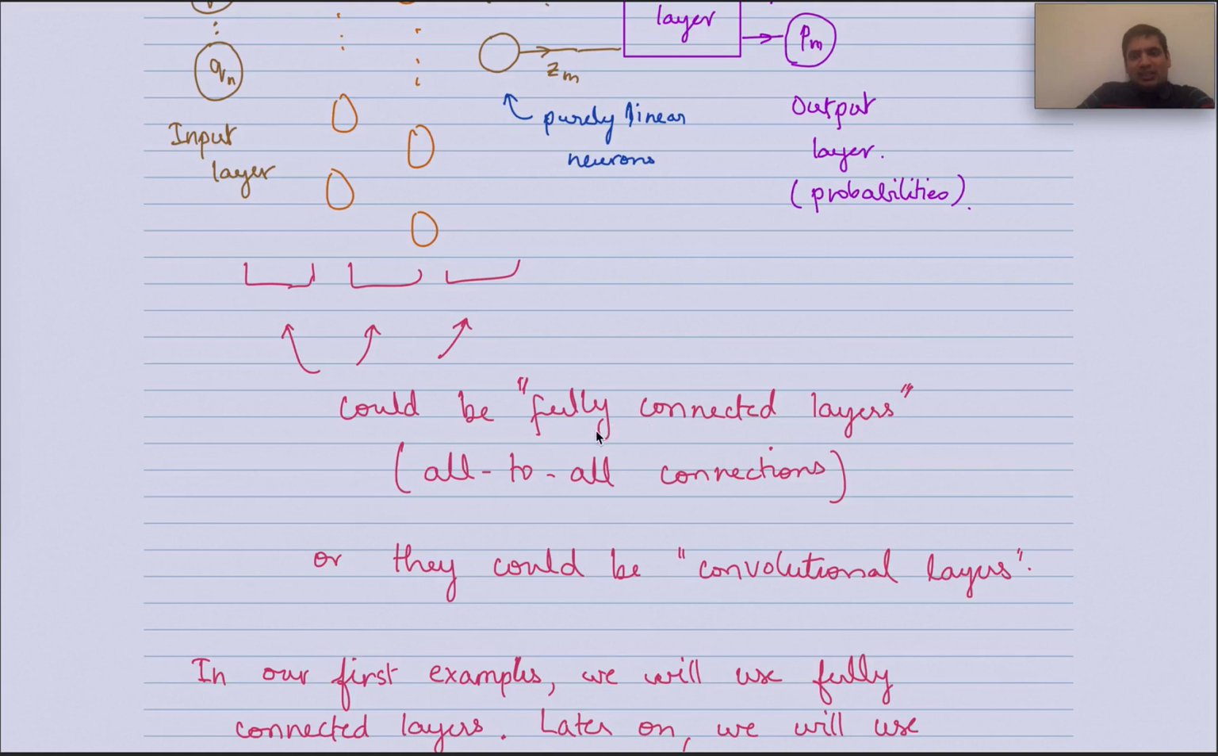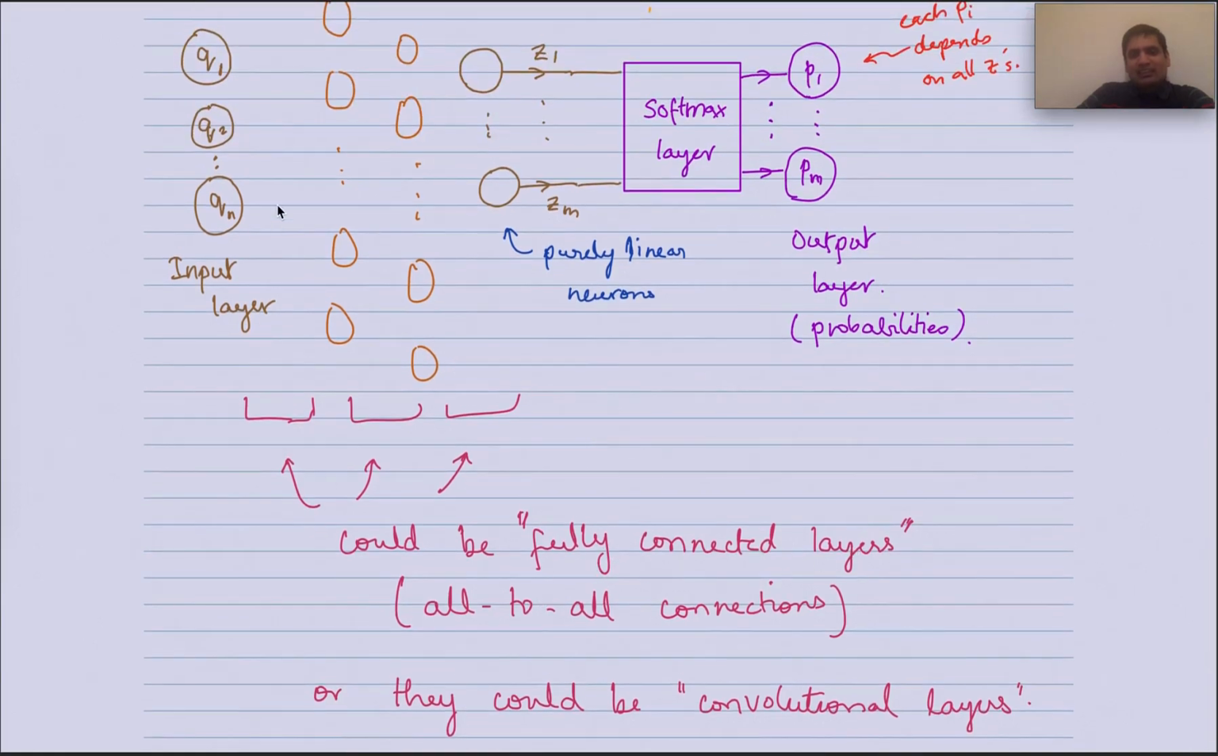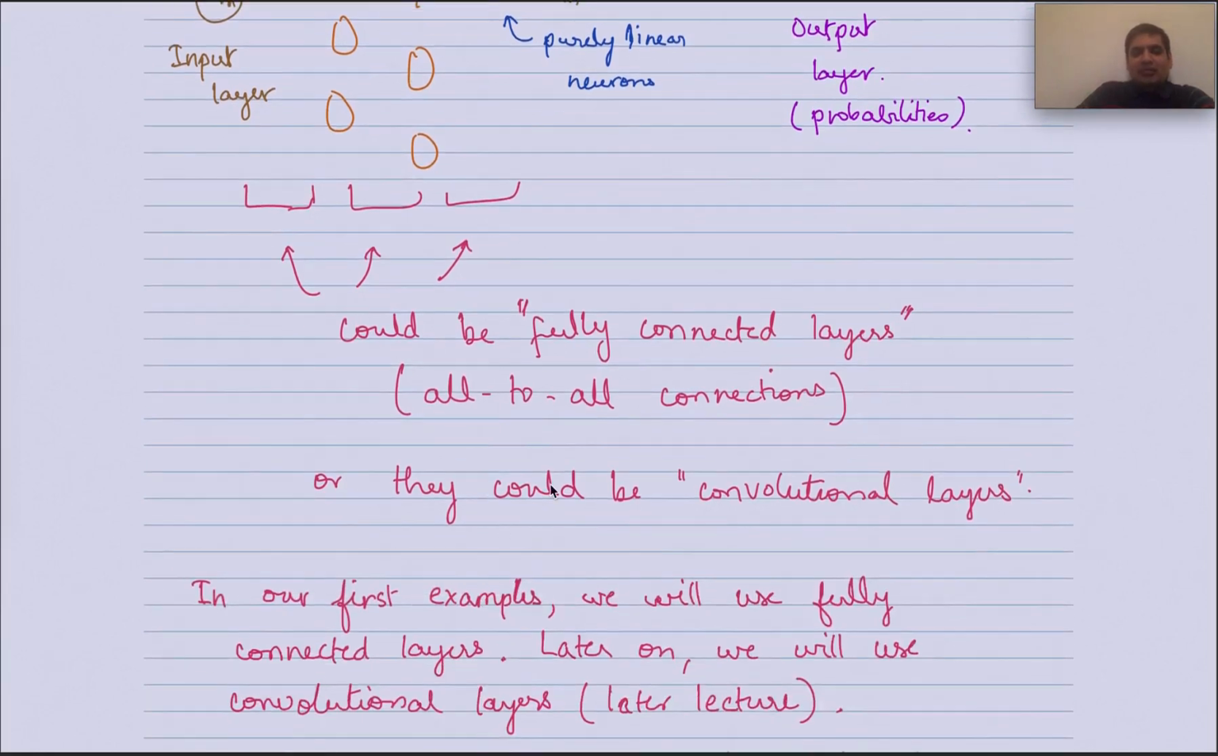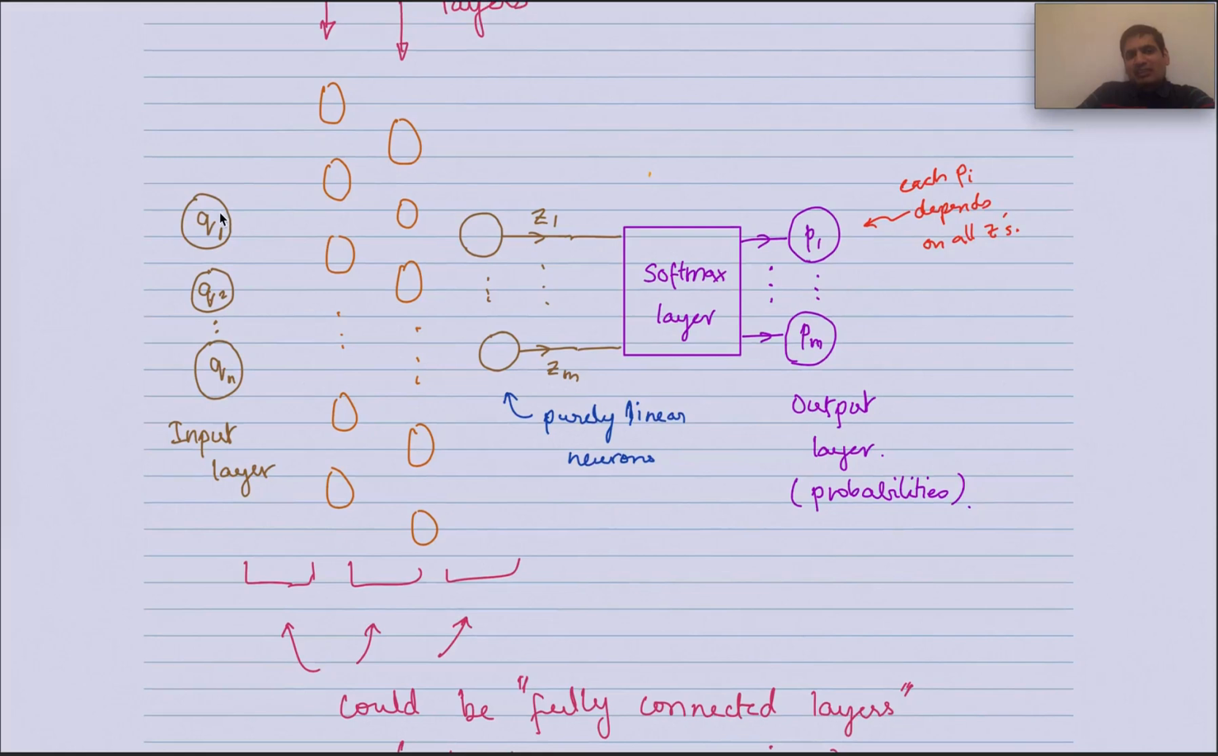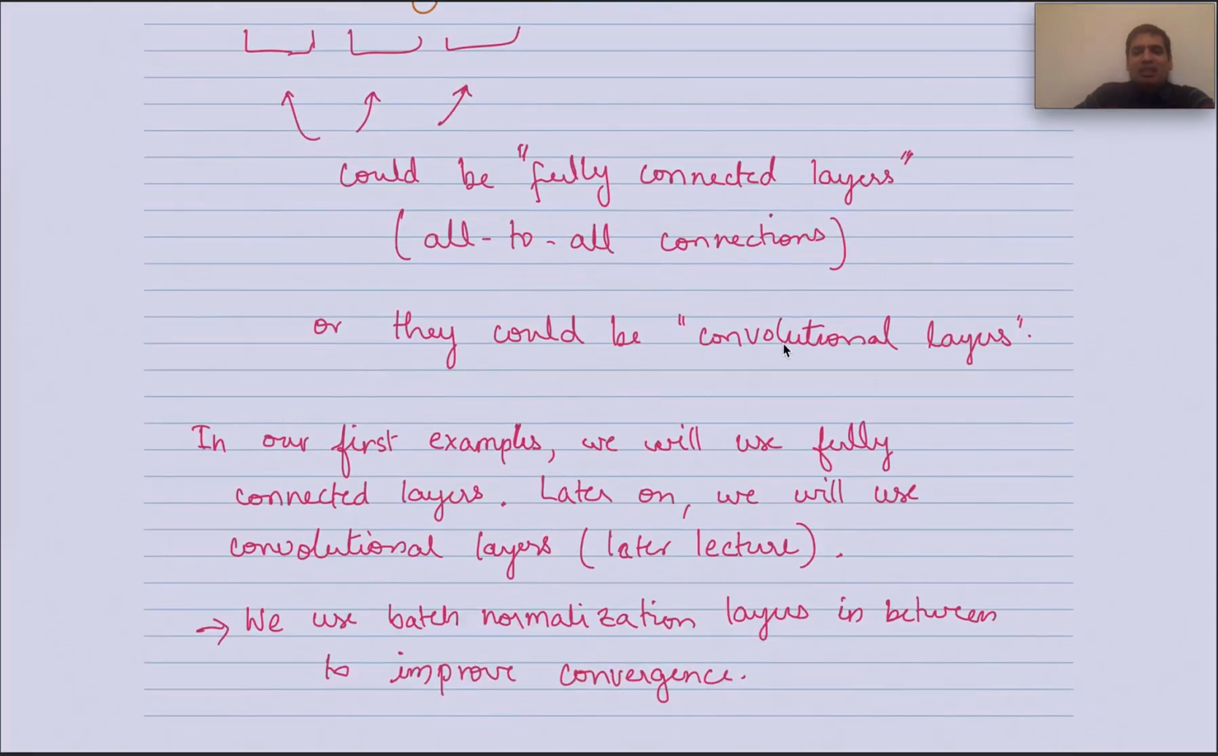So in the first example, we will just make them fully connected layers because that's simple to understand. Basically, all neurons are connected to all neurons and so on. But what we will change to eventually is what are called convolutional layers, which basically mean that not all neurons here are connected to all neurons here. Some neurons are connected to some neurons, other neurons are connected to other neurons, etc. So it's more limited in a very systematic manner. So we'll talk about that and why that's useful and so on. That'll be a later lecture.